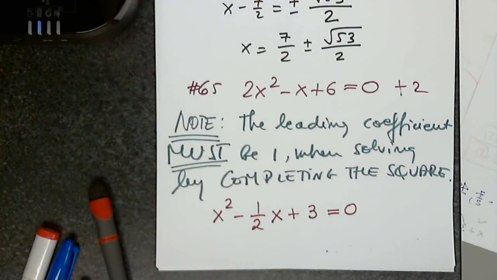When I divide, I must divide each and every term. When I divide 2x squared by 2, I get x squared. When I divide -1 by 2, I get -1/2. When I divide 6 by 2, I get 3. When I divide 0 by 2, I get 0. Are you with me?